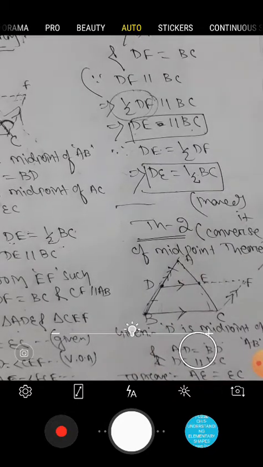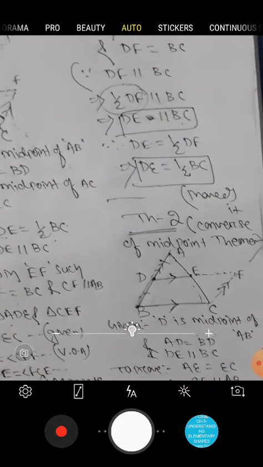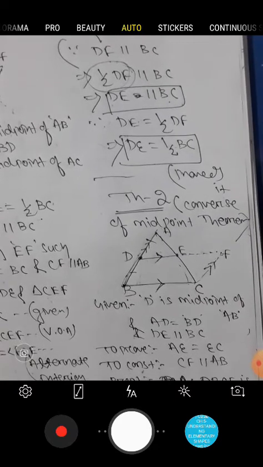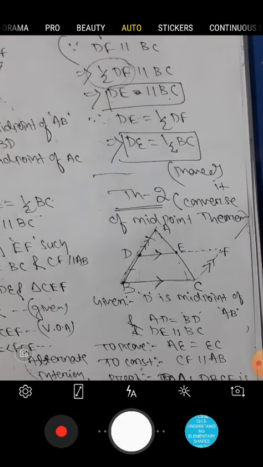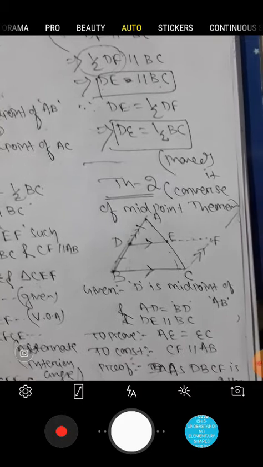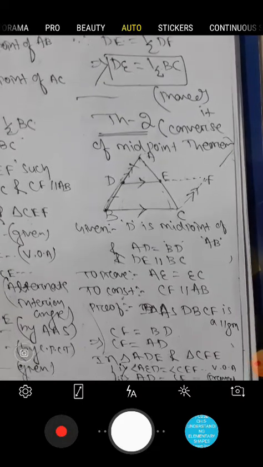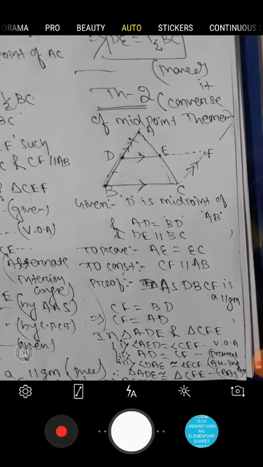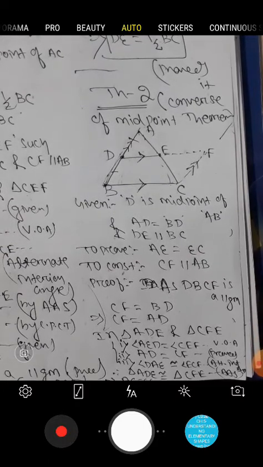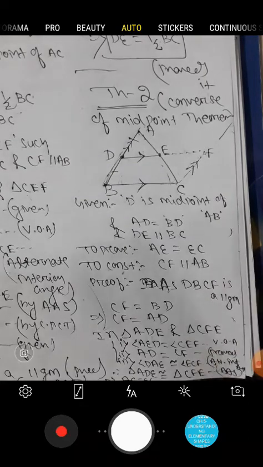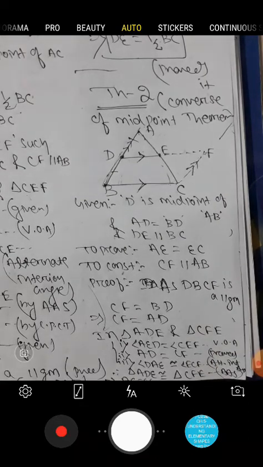This is our theorem number 1, called the midpoint theorem, and as I have already taught you in the live class, children, this is our theorem number 8. Midpoint theorem is our theorem number 8. As I am denoting here theorem number 2, that is not exactly theorem number 2, it is theorem number 9, and it's more appropriate to say the converse theorem, the converse midpoint theorem.